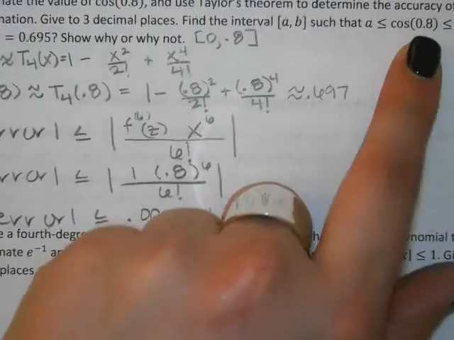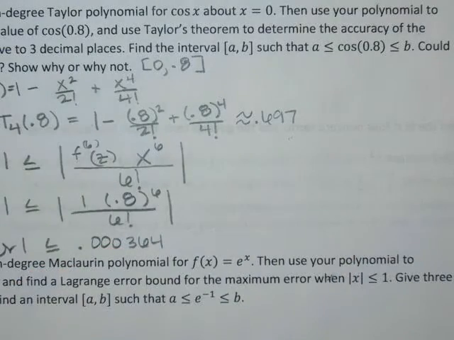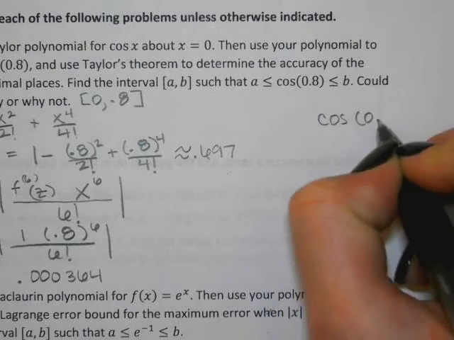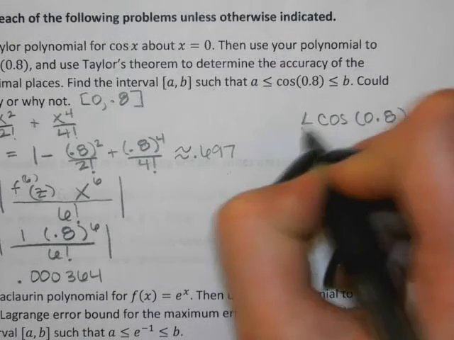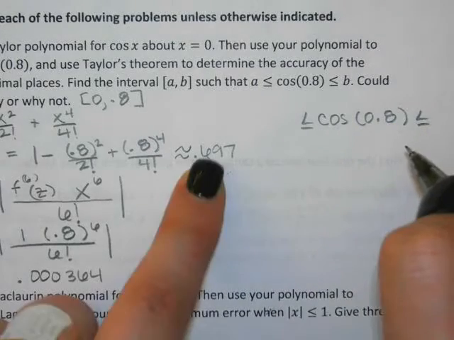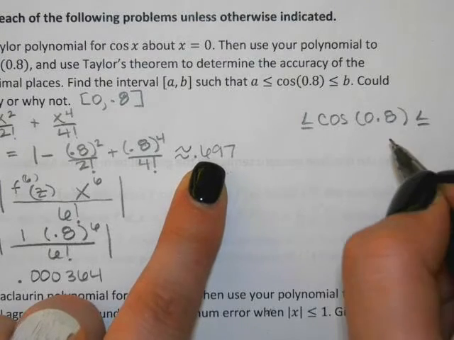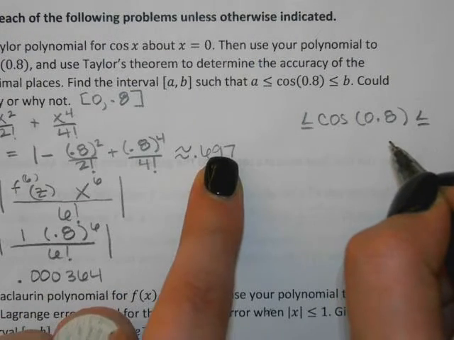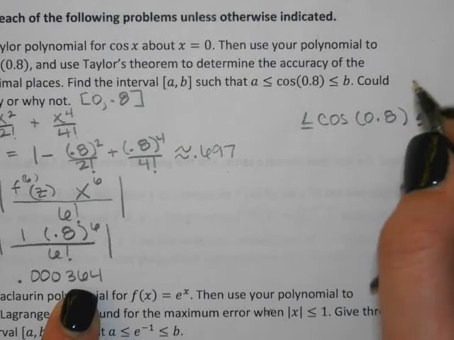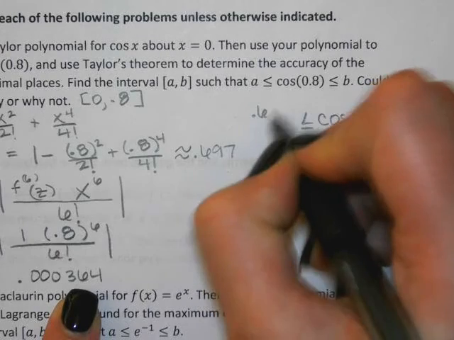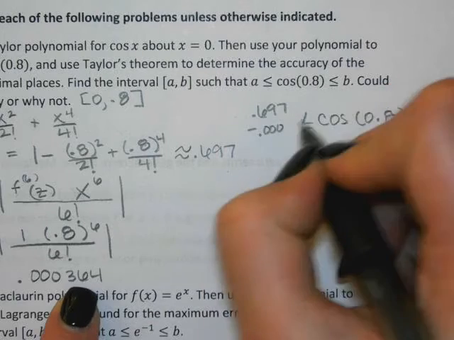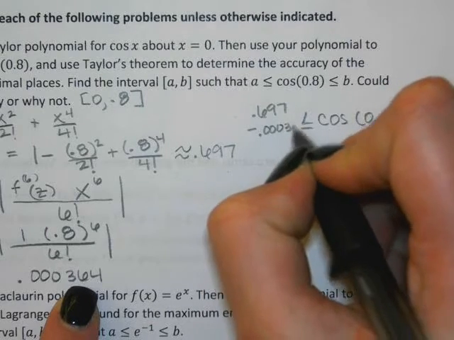So now it says they want us to come up with bounds, where we come up with an interval that the actual value must be between. So I'm going to say cos of 0.8 should be between 0.697 minus this value and 0.697 plus this value. Okay, so 0.697 minus 0.000, I'm going to say 00036. Are you guys okay with that?